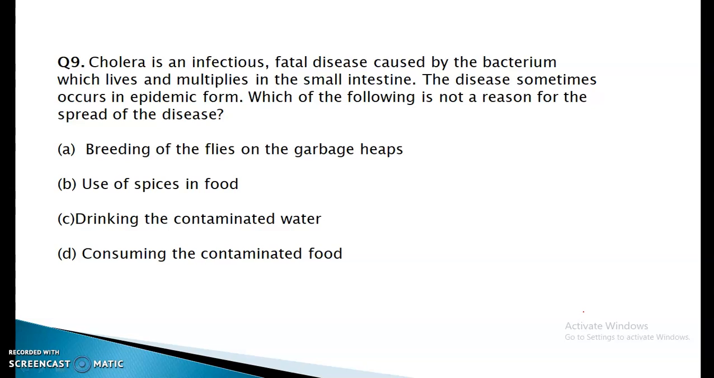Cholera is an infectious fatal disease caused by a bacterium which lives and multiplies in the small intestine. The disease sometimes occurs in epidemic form. Which of the following is not a reason for the spread of the disease? Your options are A. Breeding of flies on garbage heaps, B. Use of spices in the food, C. Drinking contaminated water, and D. Consuming contaminated food. So take your time and mark the right answer.